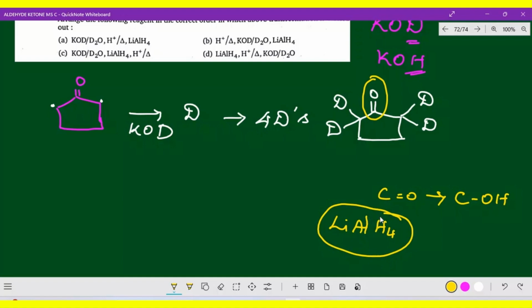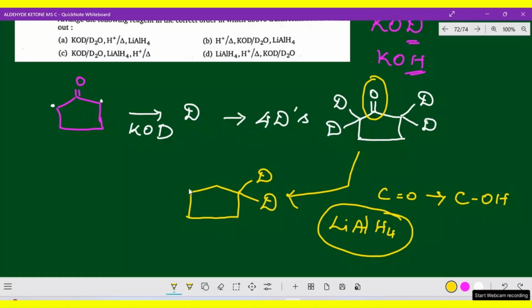Lithium aluminum hydride is a very strong reducing reagent. A carbonyl carbon can be converted to alcohol. So we have taken lithium aluminum hydride, and at this point you will be getting an alcohol with 4 D's, right? D, and here also D, and here also D, and here also D, with OH. Why OH? Because lithium aluminum hydride is a strong reducing agent which converts the carbonyl group into an alcohol group, right? It has converted.